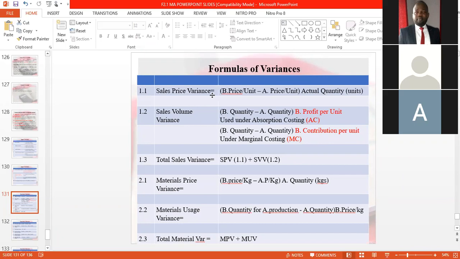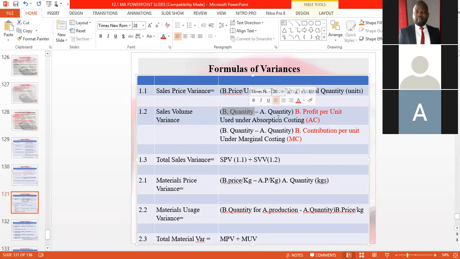There was sales volume variance. Sales volume variance depends on whether you are using marginal costing or absorption costing. If you are using absorption costing, the formula is budgeted quantity minus actual quantity, times budgeted profit per unit. So profit per unit is used under absorption costing.